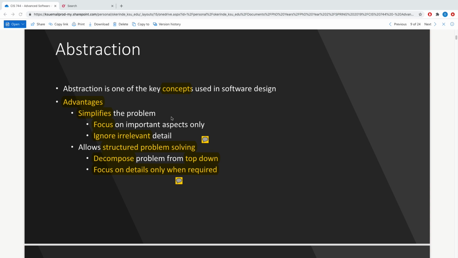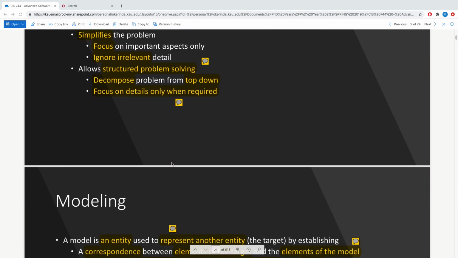Then it allows you to structure the problem and decompose the problem from a top-down approach, looking at the holistic approach to the problem from top down. Then you can focus on the detail when required.